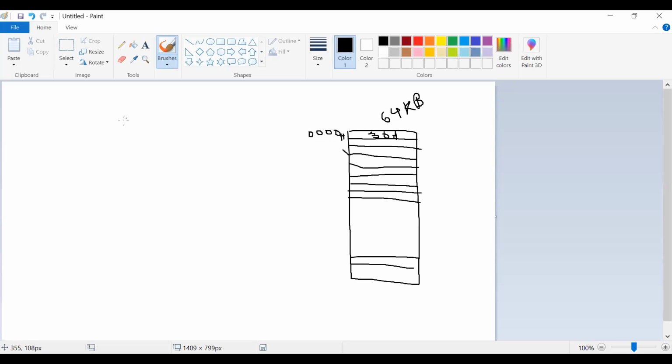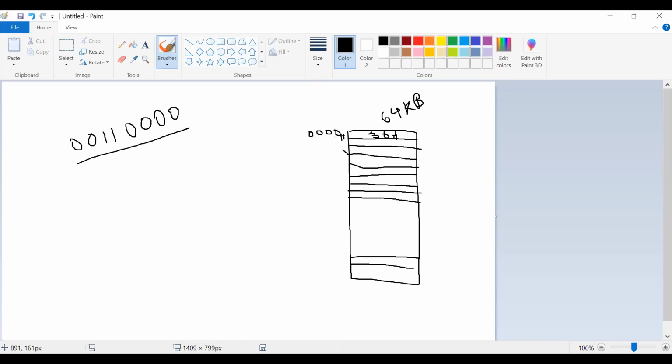30 can be written in binary form in this way: 0011 0000. Understand? 30 is in hexadecimal, and if you convert it into binary form, it is 0011 0000. So it will be stored here in this position, but the address is always 16-bit.